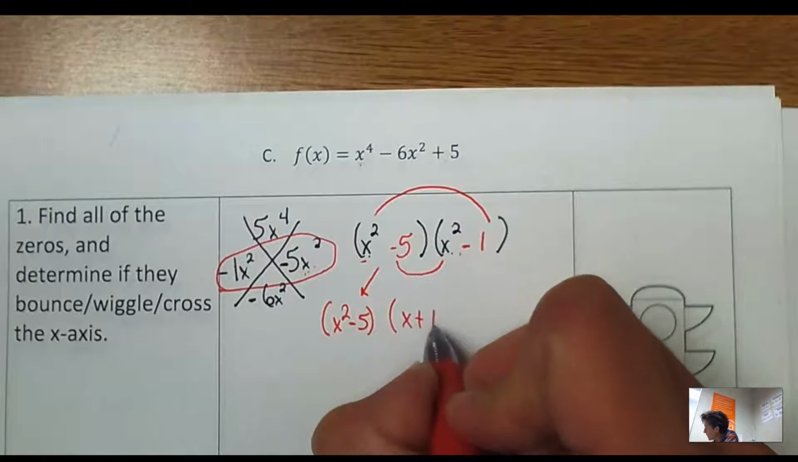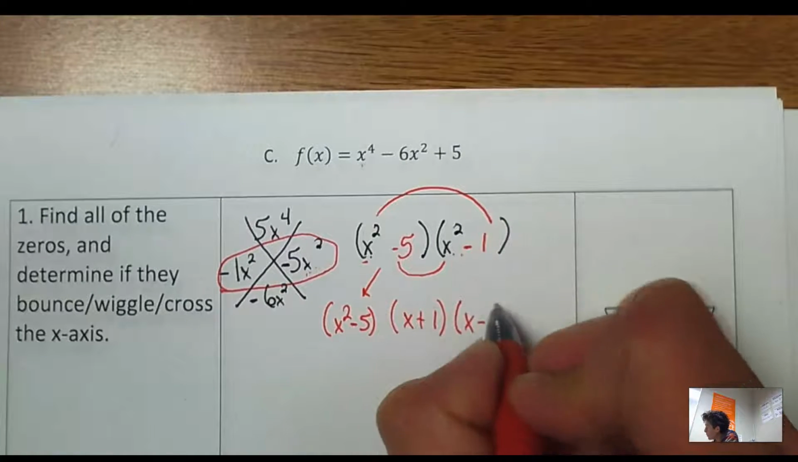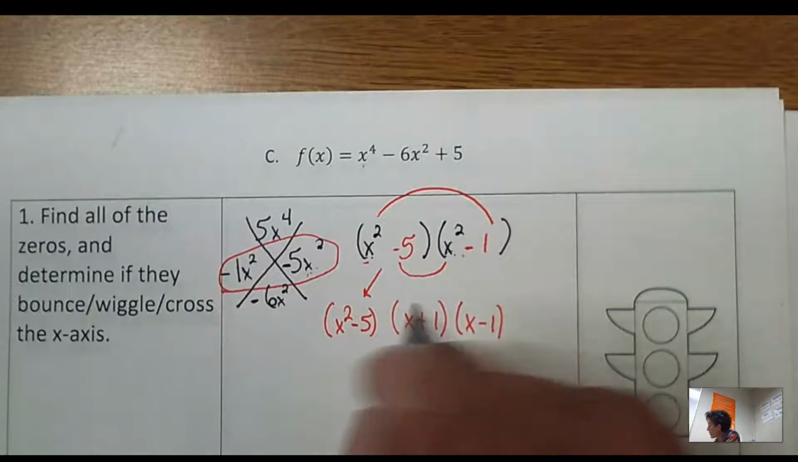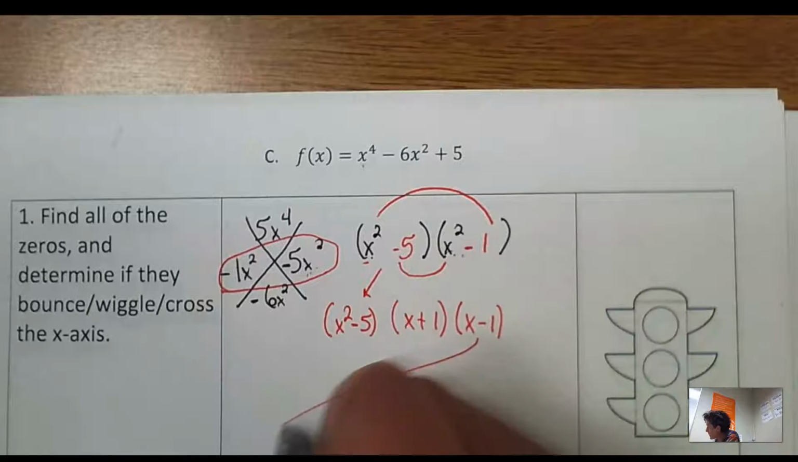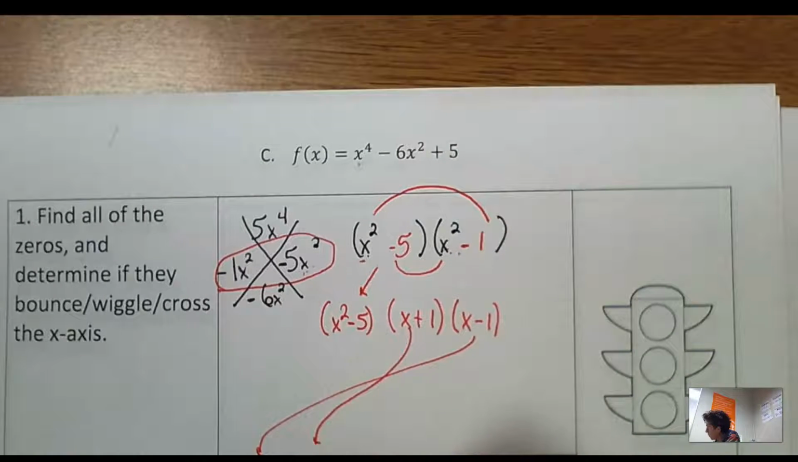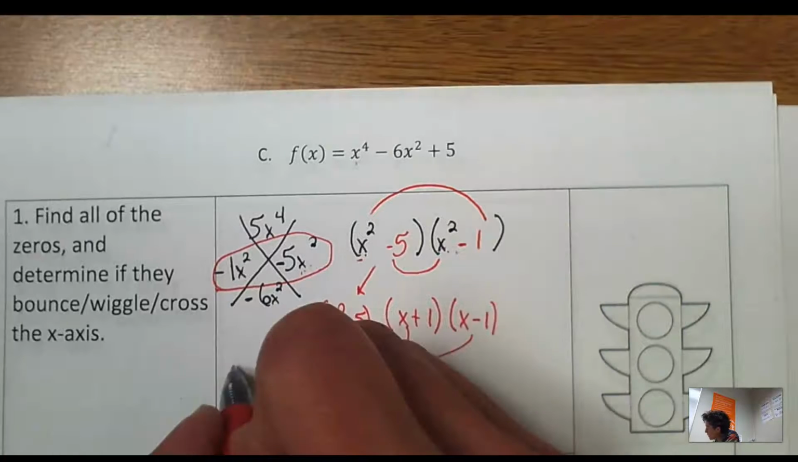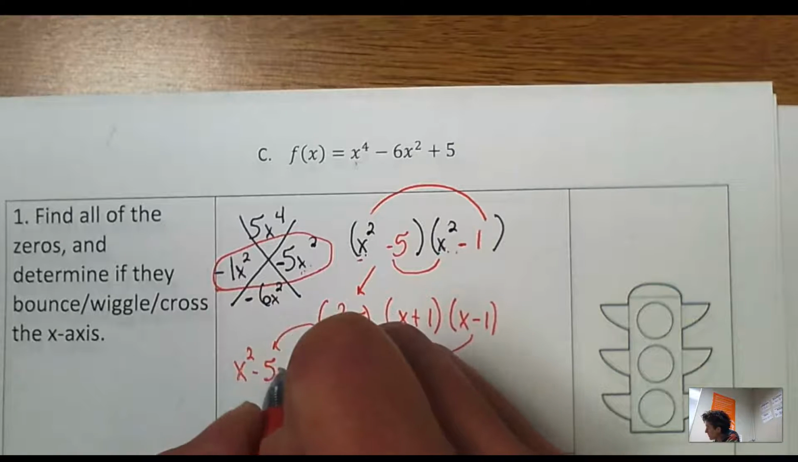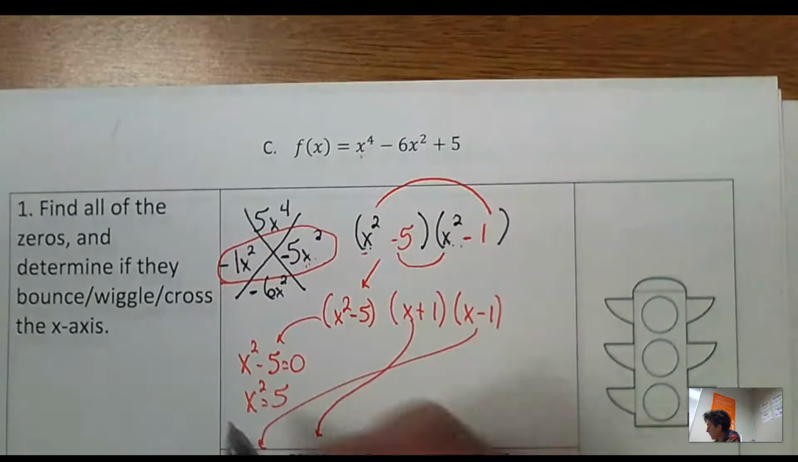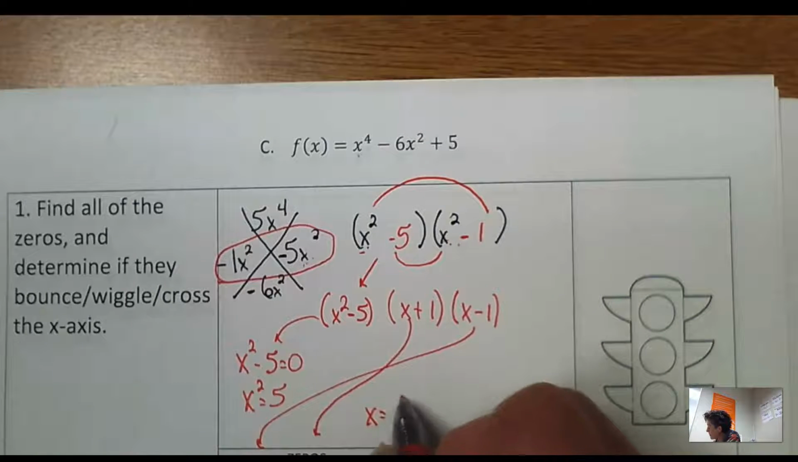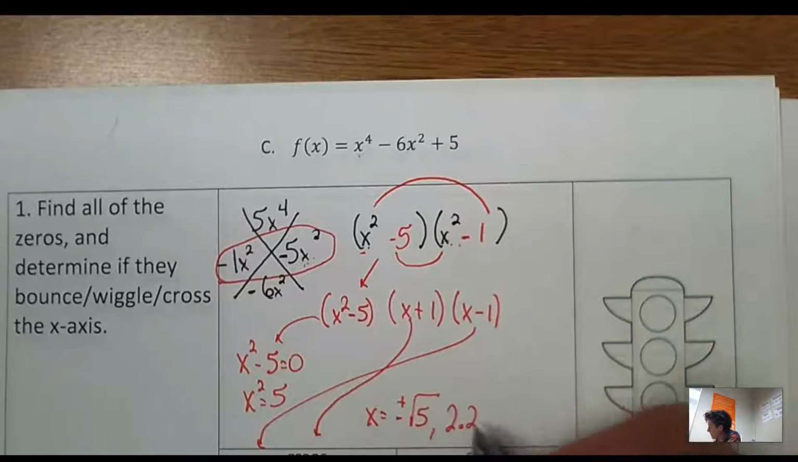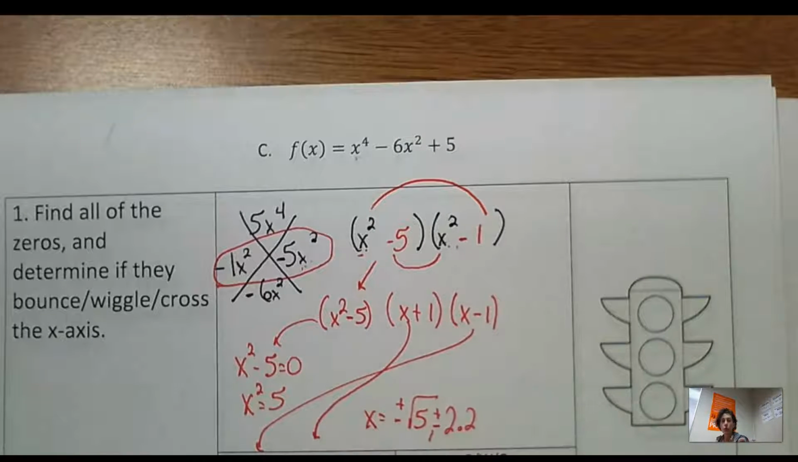This can become x plus 1 and x minus 1 because the square root of this is x and the square root of this is 1. So now what makes them 0? Well, this is 1. This one is -1. And when I set this one equal to 0, I'll want to add 5 and then take the square root of 5. And the square root of 5, remember there's two answers. It is the square root of 5, but it's about 2 point something. So there's a positive and negative 2.2 something.